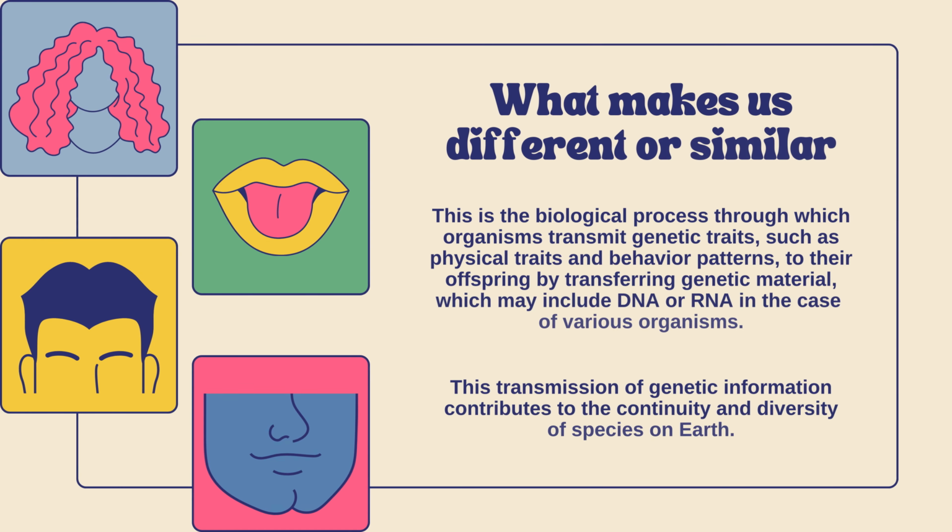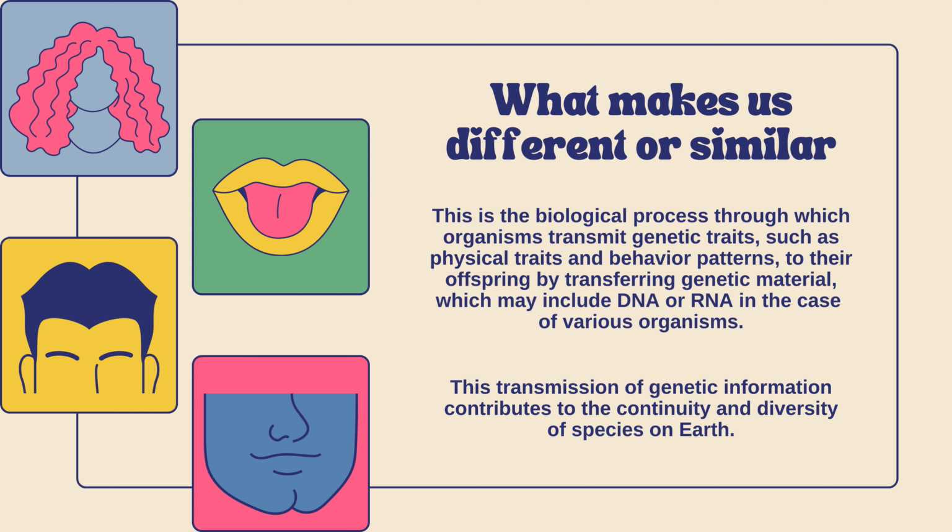What makes us different or similar? Inheritance is the biological process through which organisms transmit genetic traits, such as physical traits and behavior patterns, to their offspring by transferring genetic material, which may include DNA or RNA in the case of various organisms. This transmission of genetic information contributes to the continuity and diversity of species on Earth.